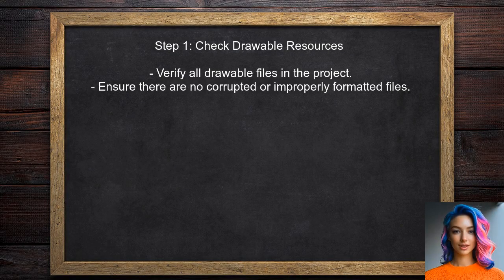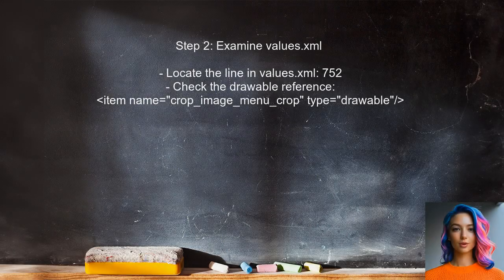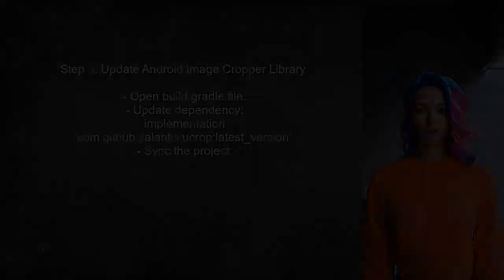To address the issue with Gradle 3.0 Alpha 2, the user should first check the drawable resources in their project. It's important to ensure that all drawable files are valid and properly formatted. Next, the user should examine the specific line in the values.xml file that is causing the error. This line references a drawable from the Android image cropper library. The user may need to update the Android image cropper library to a more recent version. This can resolve compatibility issues with the newer Gradle version.